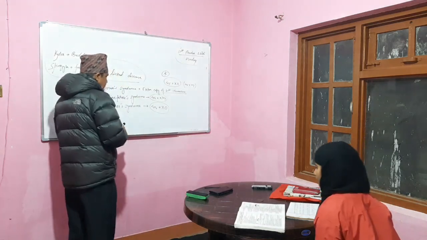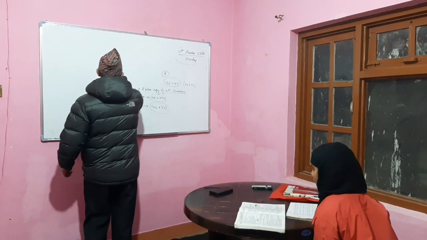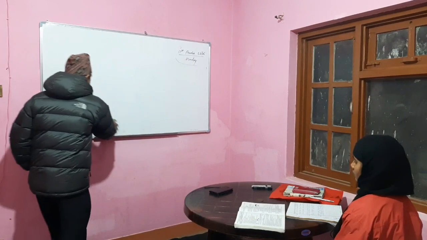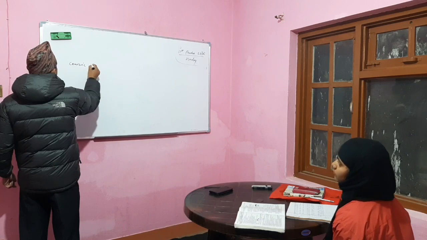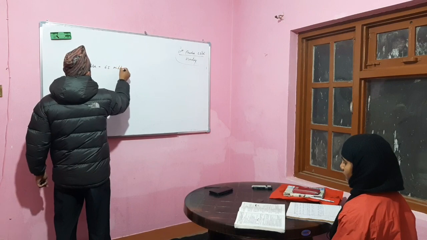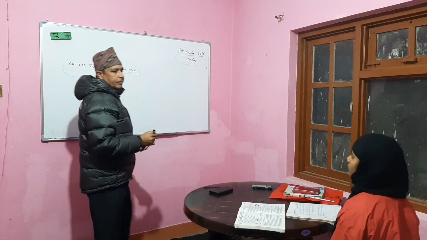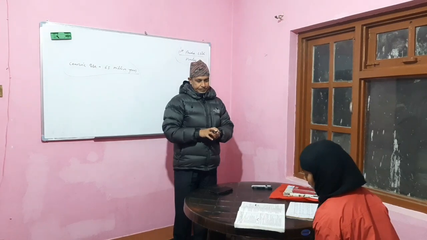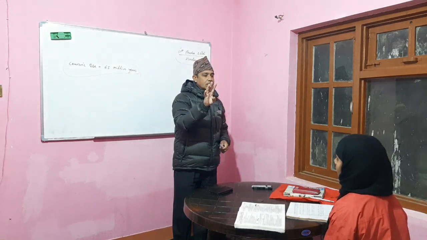Cenozoic era. So, what is the duration of Cenozoic era? Do you know? When did Cenozoic era start? The duration of Cenozoic era is 65 million years, because it started 65 million years ago. After that, did the next era start? No, there are only four eras. What are they?